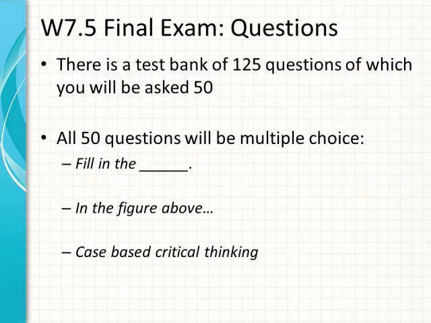Now you'll be presented 50 questions out of a test bank that has a total of 125. That means no 2 students will have the same exact exam. And of the 50 questions you're presented, they'll all be multiple choice of one of 3 types. The first type is fill in the blank. Then there's another type for in the figure above, and there'll be a multiple choice you can select from. And then there is case-based critical thinking types.